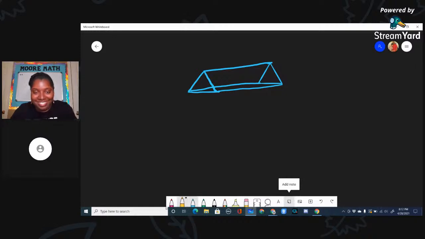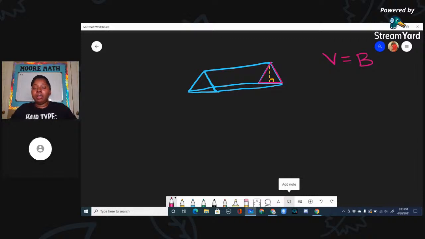Okay. So let's say, okay, I'm going to start off a little bit easier just because with things like this, they really like to confuse you and throw in things they know you don't need. Okay, so first things first, we identify the shape of the base. What is this shape? A triangle? Yeah.